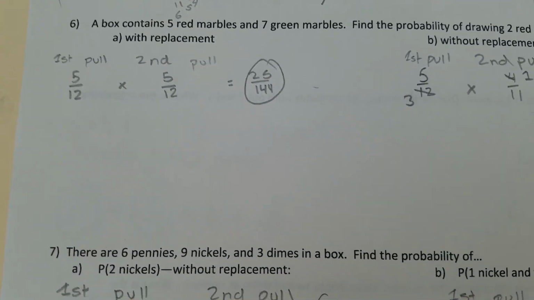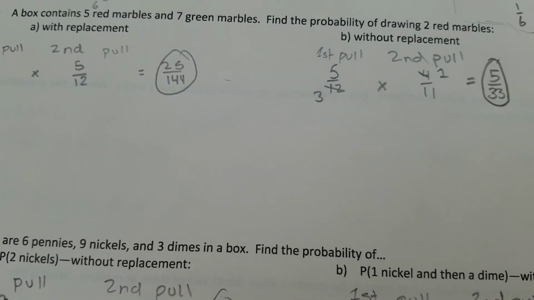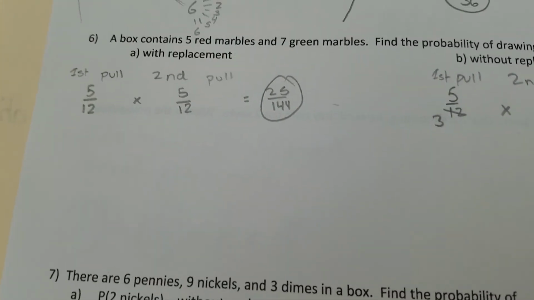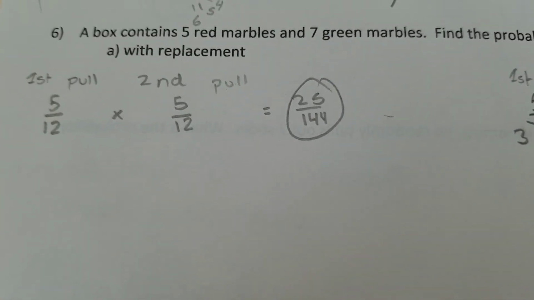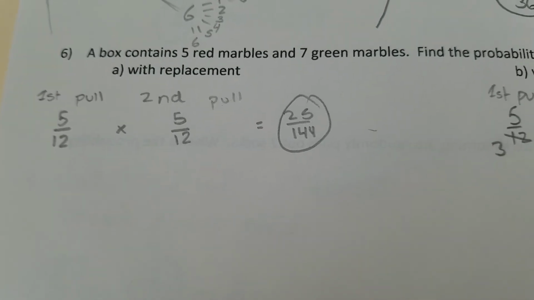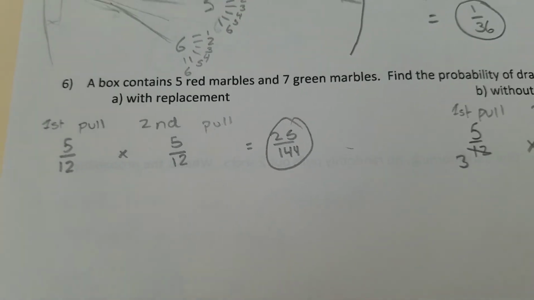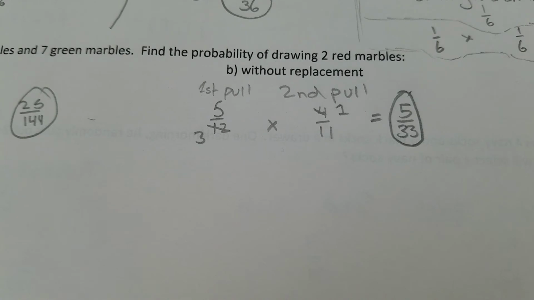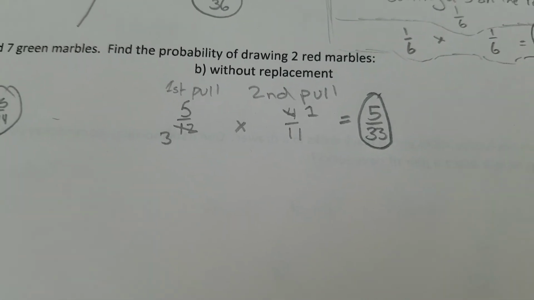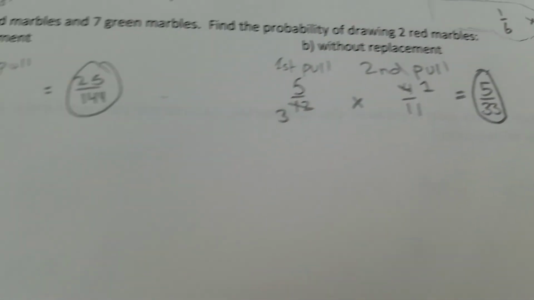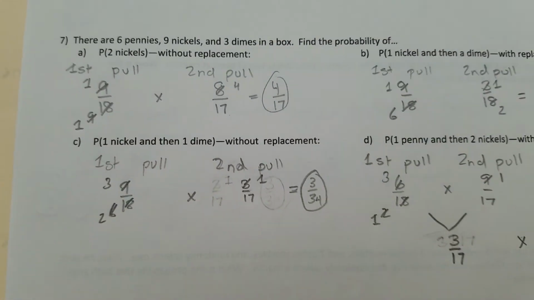The next one: the box contains 5 red marbles and 7 green marbles. What's the probability of drawing 2 red marbles? With replacement, the first pull is 5 out of 12, and the second pull is 5 out of 12 with replacement, because he replaces the red marble, so it'll be the same. So the compound will be multiplying both. In this case, because he's not replaced it, it would be 5 out of 12 and then 4 out of 11, and then multiplying it.